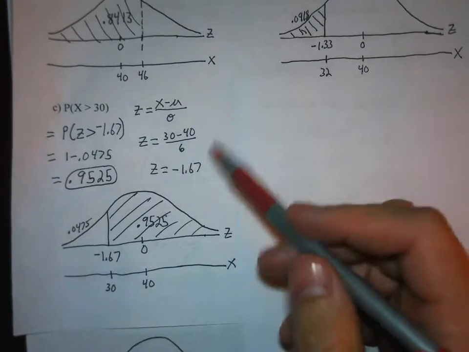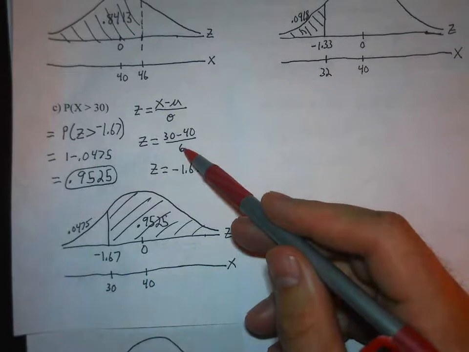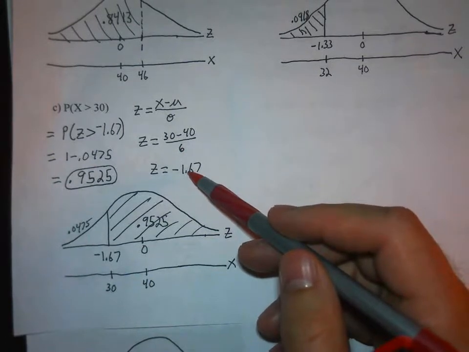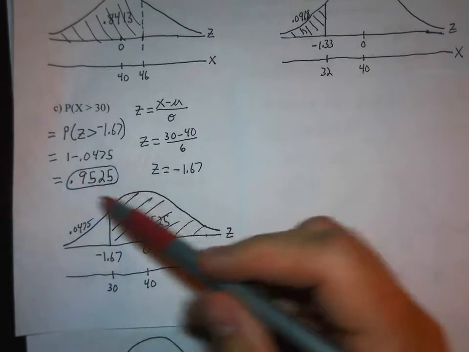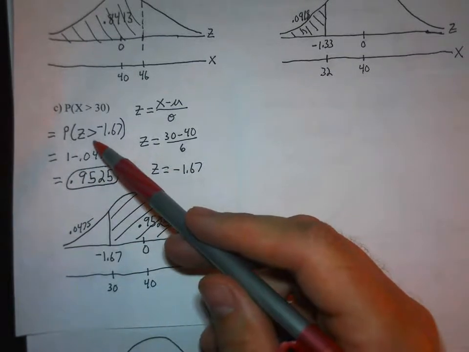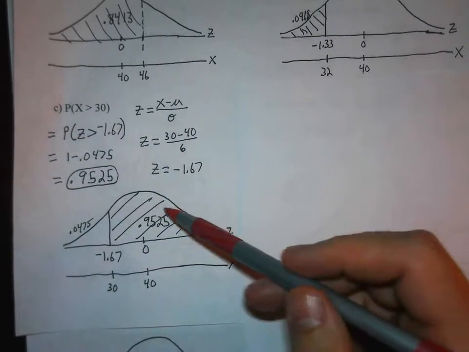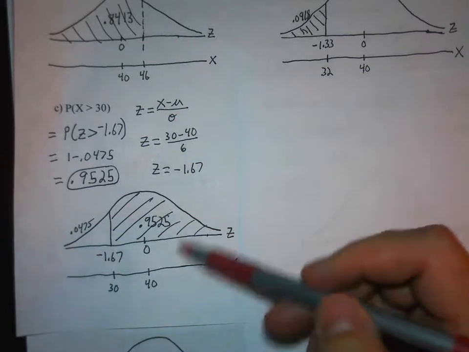Okay, so you find the z-score by x minus mu over sigma, and you get negative 1.67. Remember, you always round to the nearest hundredth. And then you could convert the x into z. And then this is a greater than, so that means you're shaded to the right-hand side here.